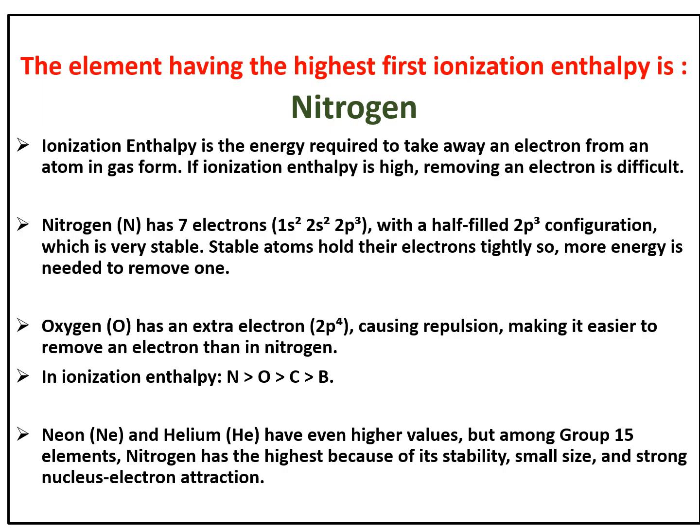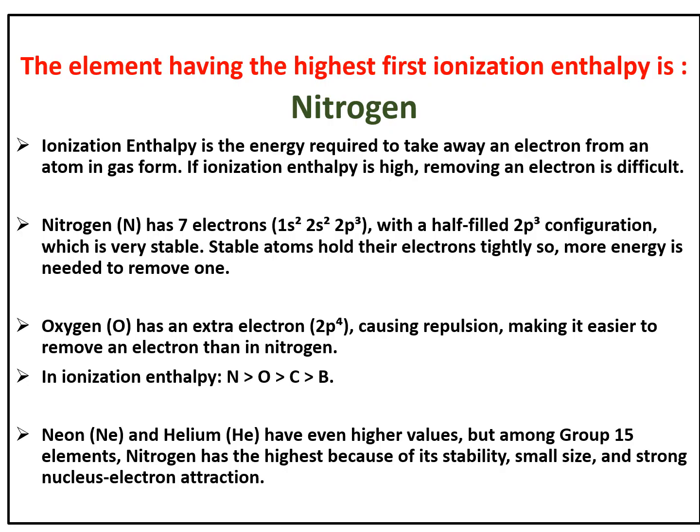The element having the highest first ionization enthalpy is nitrogen, represented by N. Ionization enthalpy is the energy required to take away an electron from an atom in gas form. If ionization enthalpy is high, removing an electron is difficult.